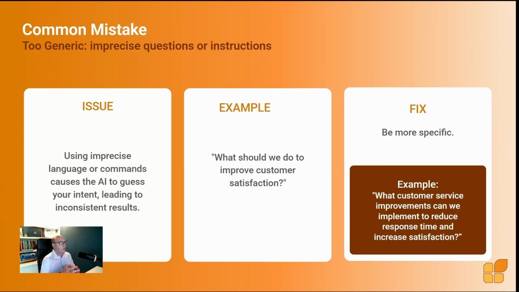Too generic. What should we do to improve customer satisfaction? In what way? For what purpose? To what end? Where are you now? Where do you want to be? So let's think about that more specifically. What customer service improvements can we implement to reduce response time and increase satisfaction? So we've got two very simple KPIs we're looking at there. We want to reduce response time and we want to increase customer satisfaction. Now the large language model can actually go off and interpret your current response time, look at your current CSAT, and actually look at some key actions that you could do in your contact center through your various channels to actually address those two key KPIs.